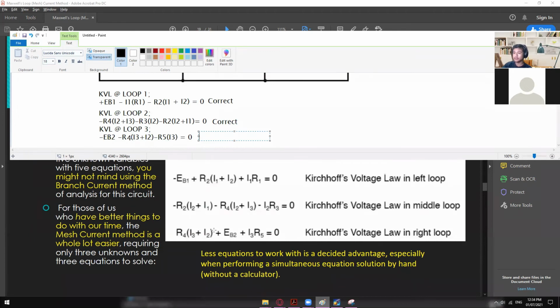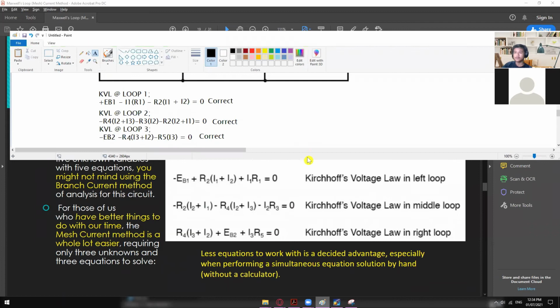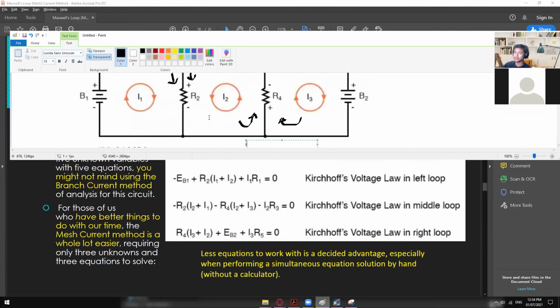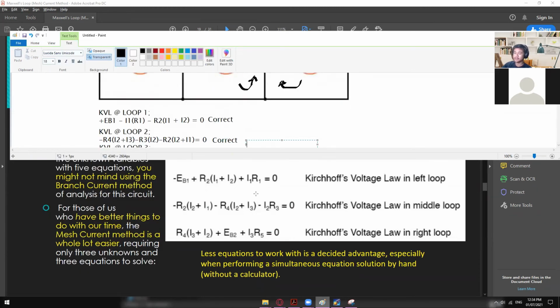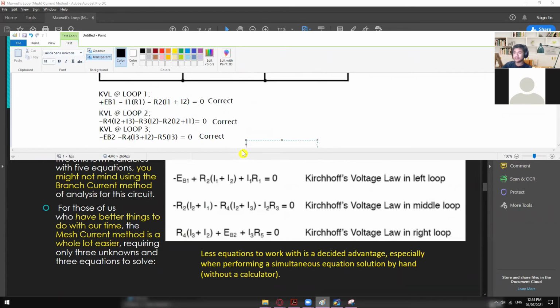Okay, and then next one is EB2. So this one will also become positive upon multiplying by negative, and this one will also become positive upon multiplying by negative. So R5 times I3, or I3 times R5. So this one is also correct. Okay. So see, even though I used the opposite method, I used the conventional method, but in here I think I used the current method, we'll still arrive at the same equation, just in different symbols.